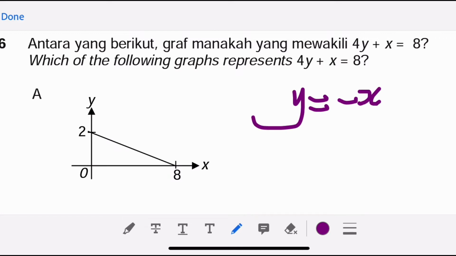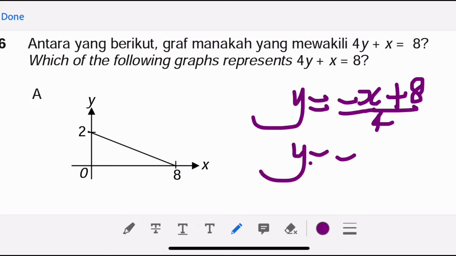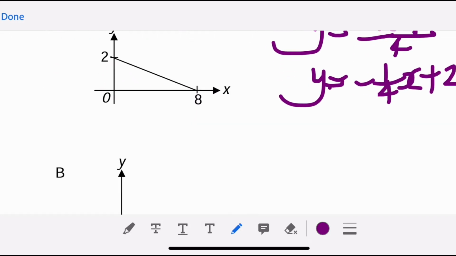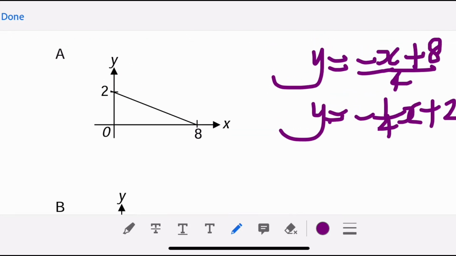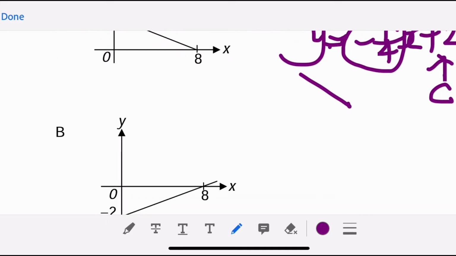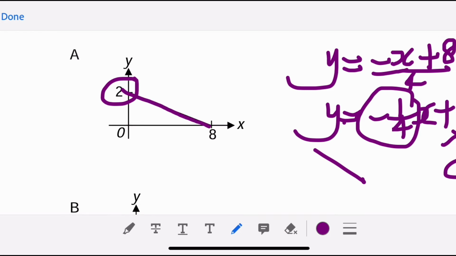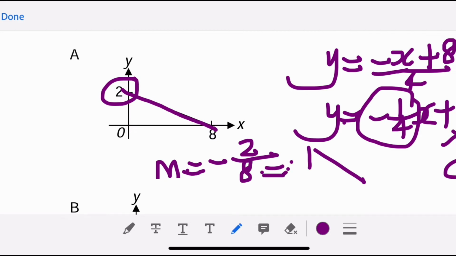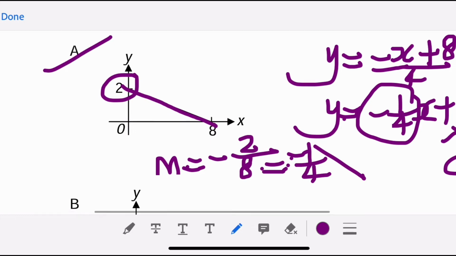Okay, let's write it in gradient form. I'm going to divide by 4. So that means y is negative 1 over 4x plus 2, right? So the y-intercept will be 2. This is the C, and the gradient is negative, so the line will be going down. So it looks like it's A, right? The line is going down. And m is negative y-intercept over x-intercept, negative 1 over 4. The gradient is correct. So the answer is A.